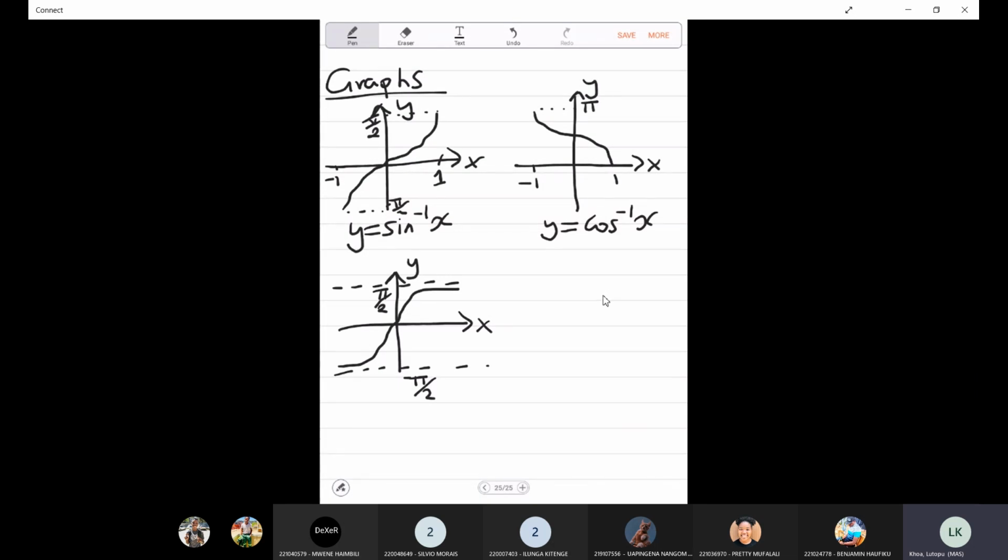Okay, so those are our graphs. That is what they look like. Mostly we will be dealing with the functions themselves, not necessarily the graphs, but it's always good to know what the graphs look like.